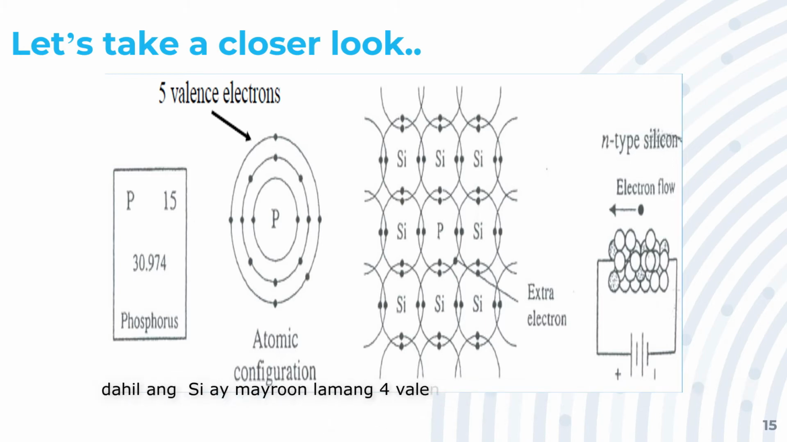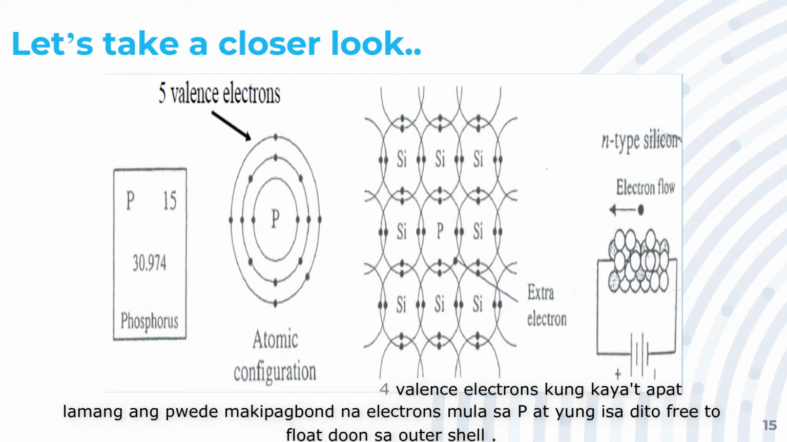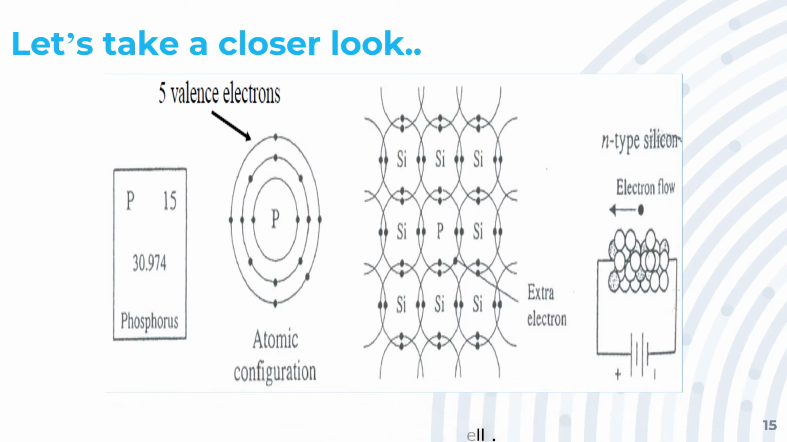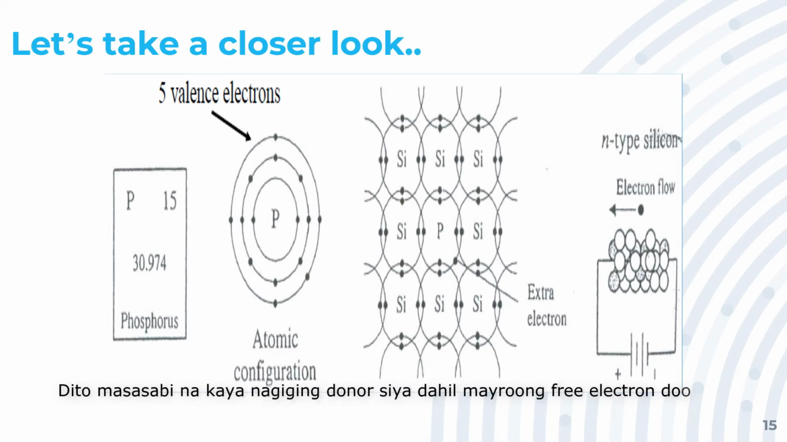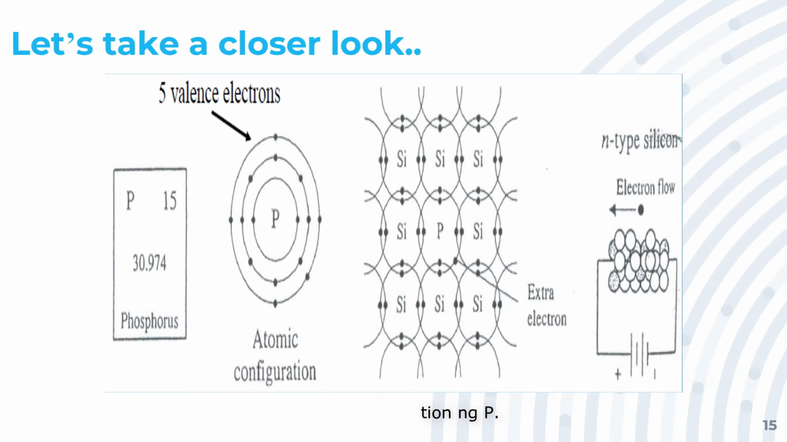Kaya dahil ang silicon ay meron lamang 4 valence electrons, kaya 4 lamang ang pwede makipag-bond na electrons mula sa phosphorus at yung isa dito is free to float dun sa outer shell. So dito na masasabi na kaya nagiging donor siya dahil merong isang free electron doon sa atomic configuration ng phosphorus.